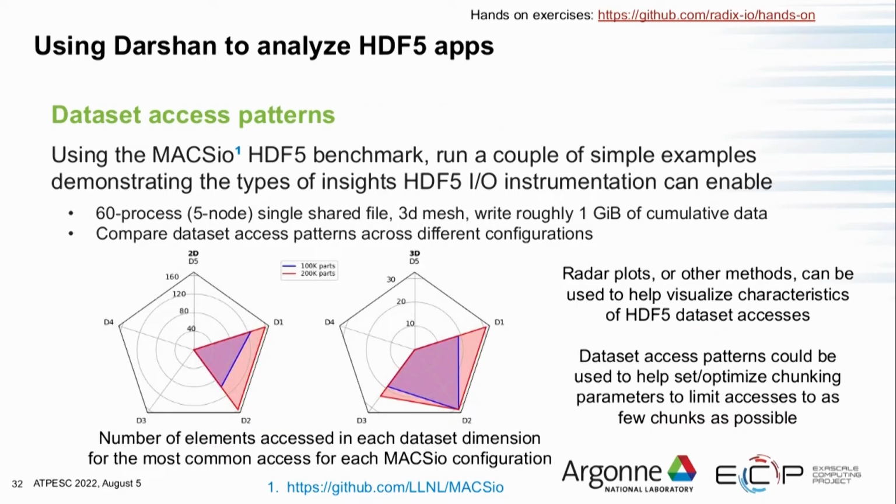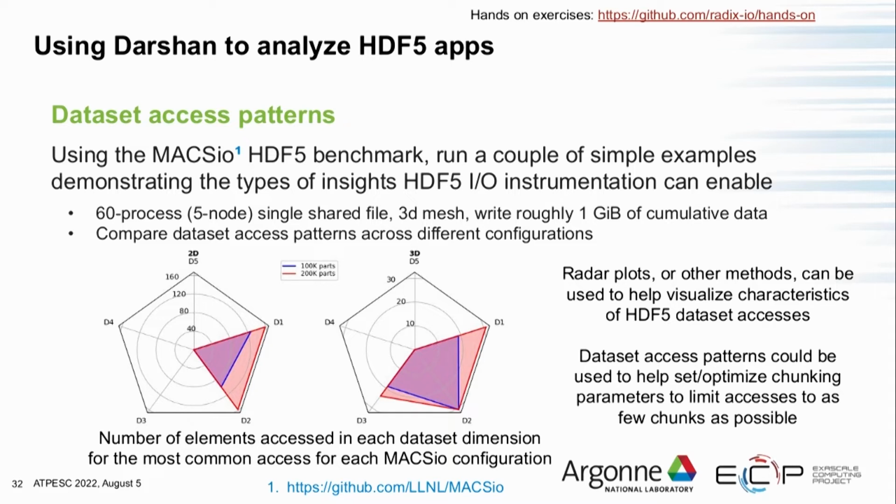Next, we'll look at comparing different data set access patterns across different configurations. So this is basically the same benchmark, but I did 2D and 3D output and also varied the number of parts that are used, so 100K versus 200K. And essentially what these radar plots are showing is, along different dimensions in the data set, how much data is accessed for the most common access from these applications. So basically this shows you the shape of accesses that are common for Maxio. And what this could be useful for is to compare with potential chunk settings.